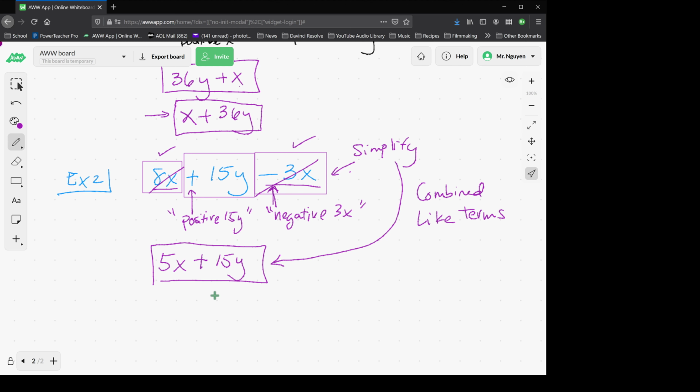You've simplified the problem. Okay, you can't go any further because again, you don't know what x is and you don't know what y is, so you can't add them together. You just leave it the way it is.